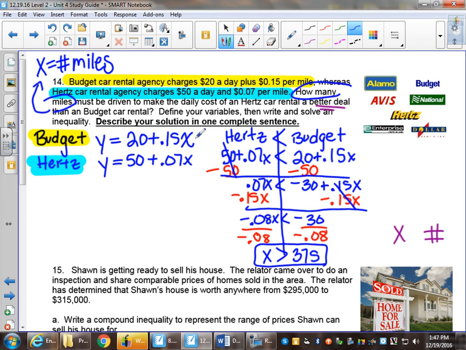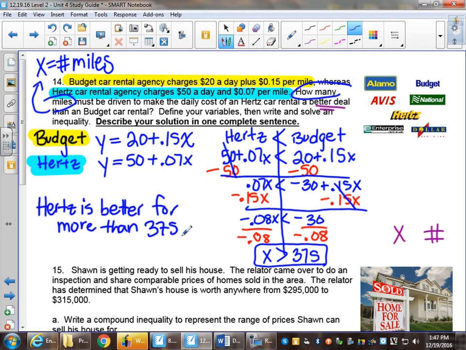We still need to describe our solution in a complete sentence. So to know how to do that comes full circle to, did you define what x is? X is miles. And you were trying to find out when is Hertz better. So let's use all of that to write our sentence. Hertz is better for more than 375 miles. And we're done.